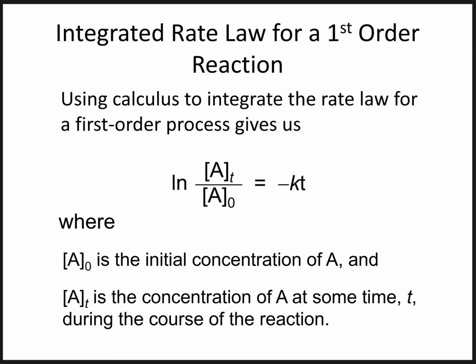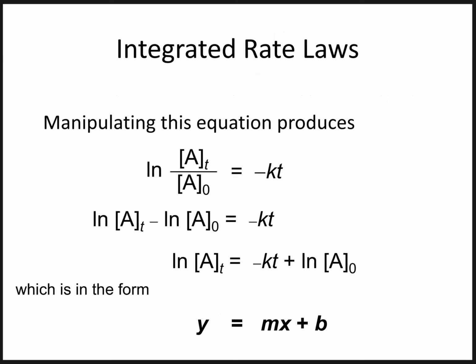The integrated rate law for the first order reaction is equal to the natural log of the concentration at any given time divided by the initial concentration, which should equal the negative rate constant times the time that's elapsed. Or perhaps a more straightforward way of presenting the integrated rate law is simply by saying that the natural log of the concentration at time t is equal to the negative rate constant k times the amount of time that's elapsed plus the natural log of the initial concentration. Writing it in this form also would produce a straight line if we were to graph the concentration in its natural log form.